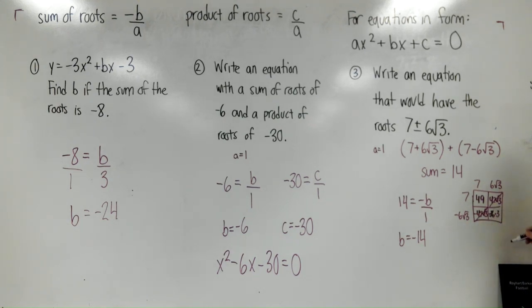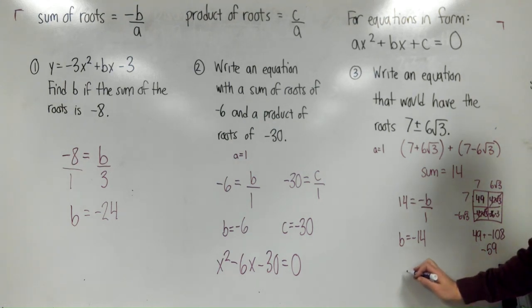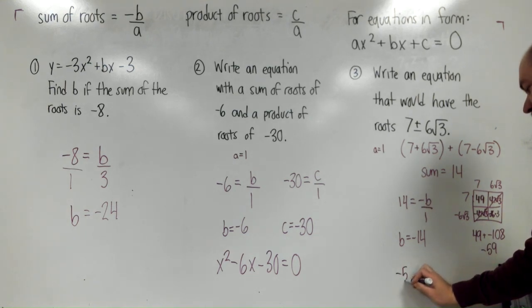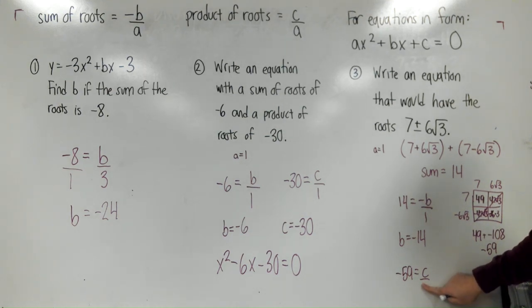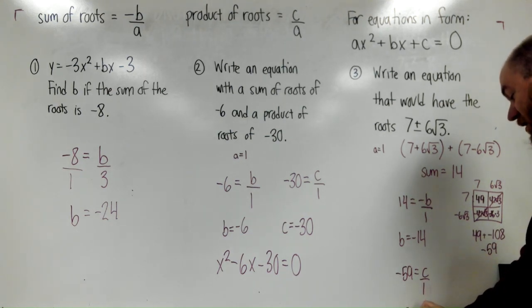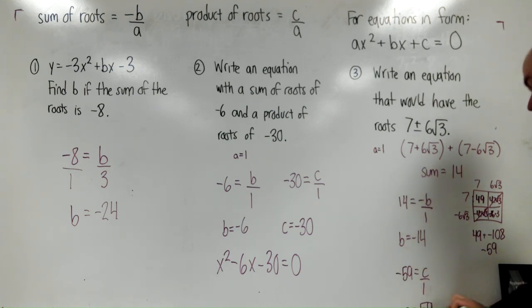These two boxes cancel because they're opposites. So this is going to be 49. And then these two we can simplify to be negative 108. And we're going to combine like terms here. The product of our roots is just going to be a number. It's going to be 49 minus 108, which is negative 59. So our product of our roots is negative 59. And if we use our product formula, we get negative 59 equals c over a. And a is 1. So our c is negative 59.